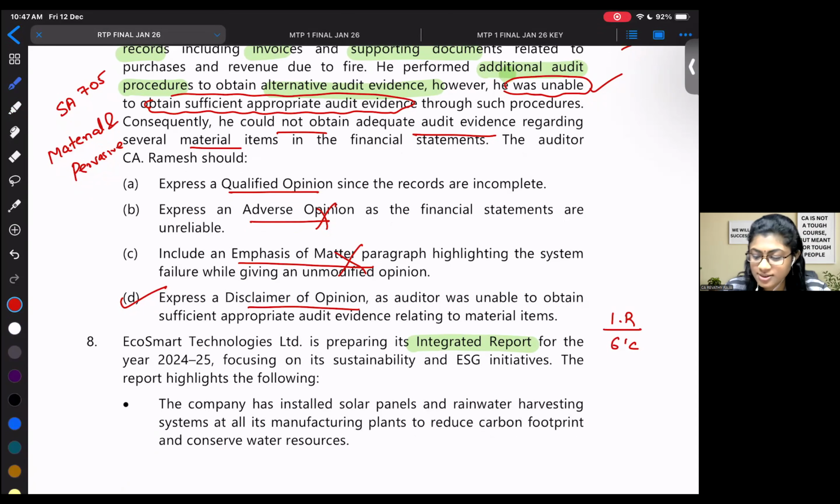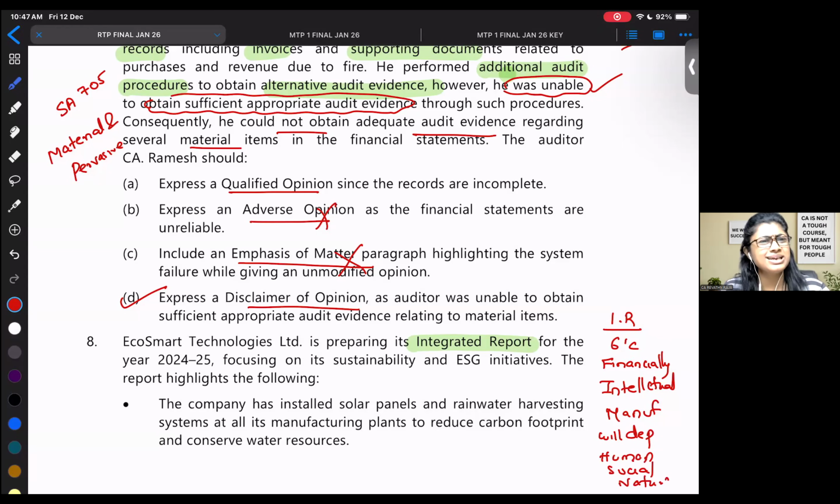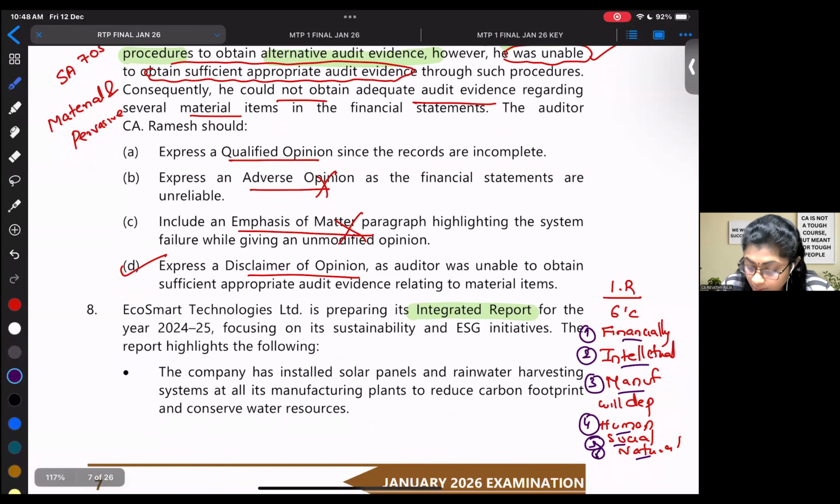I will say it in one sentence. If you want, you can follow that, otherwise it's okay. Financially intellectual manufacturer. The financially intellectual manufacturer will depend on 3 things: human, social, and natural. That's just one sentence. You saw that financially intellectual manufacturer will depend upon human, social, and natural capital. So 6 capitals: financial, intellectual, manufactured, human, social, natural. Are we clear? That's just one sentence of 6 Cs to retain.